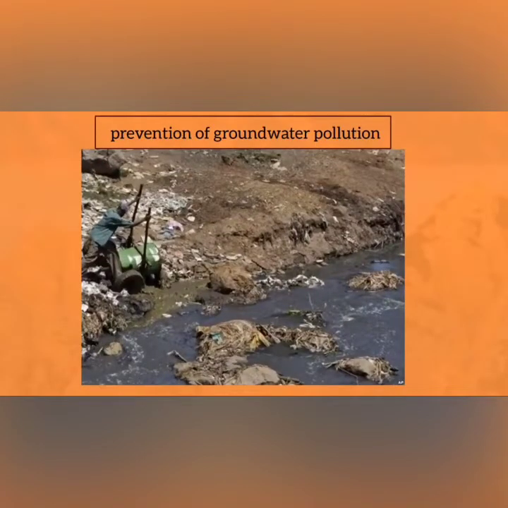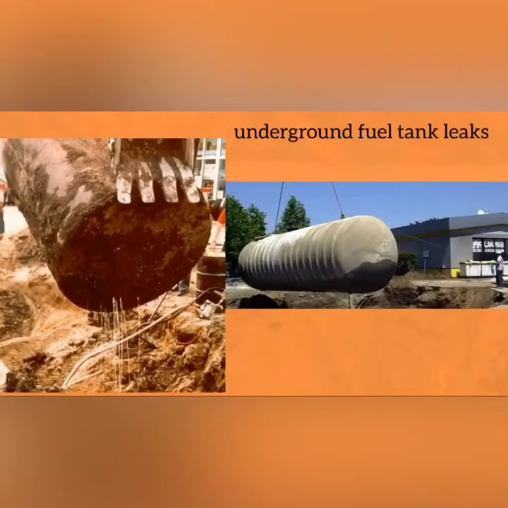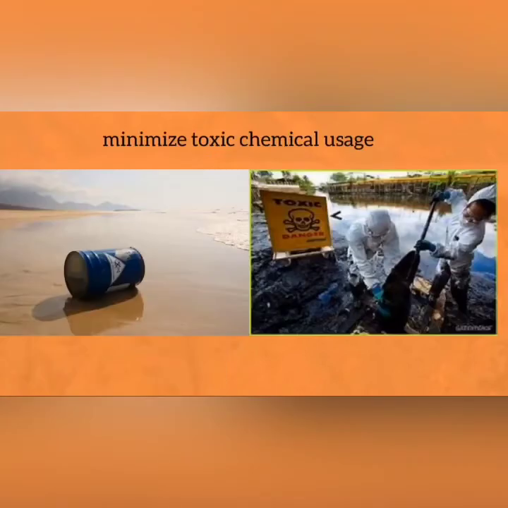The prevention of groundwater pollution. Groundwater pollution can be prevented by not dumping chemicals on the ground. Another prevention method can be to check for leaks of underground fuel tanks. Another one could be to minimize the use of chemicals and always use according to directions.